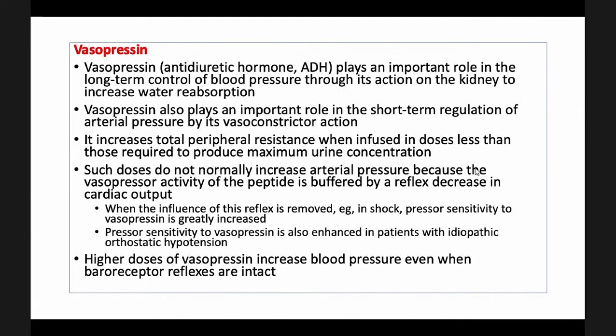Such doses do not normally increase arterial pressure because the vasopressor activity of the peptide is buffered by a reflex decrease in cardiac output. When the influence of this reflex is removed, like in shock, the pressor sensitivity to vasopressin will be greatly increased. Pressor sensitivity to vasopressin is also enhanced in patients with idiopathic orthostatic hypotension. At higher doses, vasopressin will increase your blood pressure even when the baroreceptor reflexes are intact.